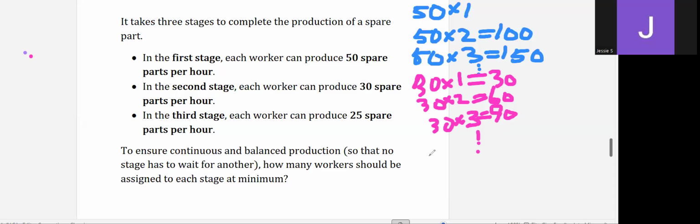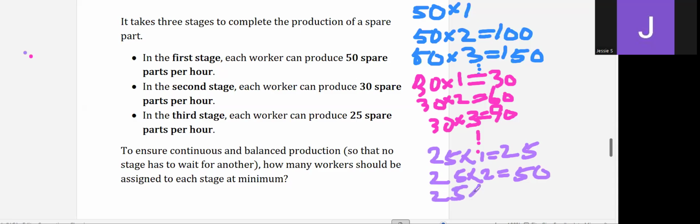Okay, so in 1 hour, each worker makes 25 parts. Okay, 2 workers per hour can make 50 parts. Okay, 3 workers can make 75 parts, right? The number can go on.